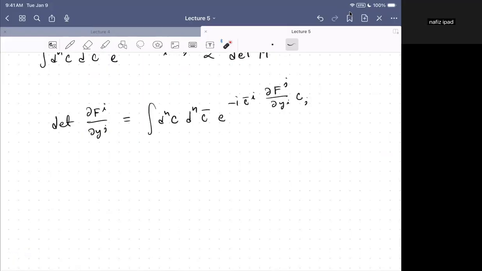So now we will try to generalize this to the infinite dimensional case. Any questions so far?